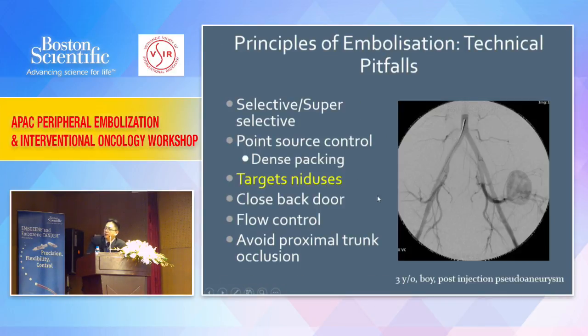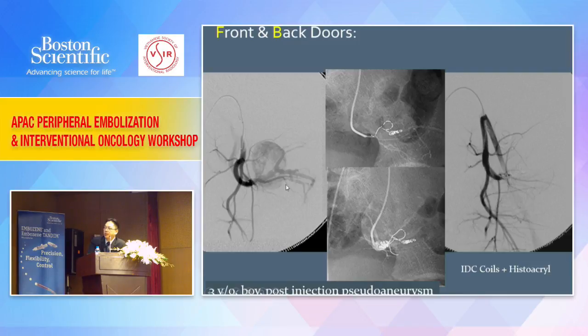And let's talk about technical pitfalls again in terms of embolization. You want to target the nidus. You don't want to hit the artery too proximally, because like in this case, a pseudoaneurysm from intramuscular injections in a young child, if you block proximally, the collaterals will set in. So we really need to block the back door, then only come back to the front door, and this will achieve complete occlusion. All right.